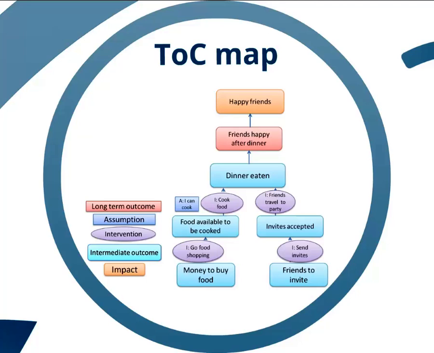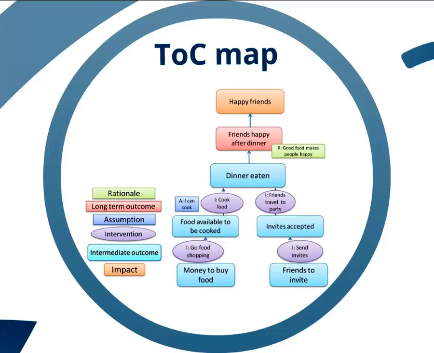Now, I understand that we need to have evidence. Sorry, the whole point of theory of change is that every link in the pathway has evidence on it. So the next component is the rationale. So the reason why we think that if you eat dinner, a good dinner that's well cooked, your friends will be happy, is that good food makes people happy.